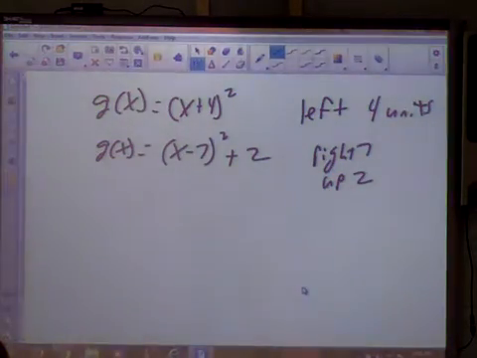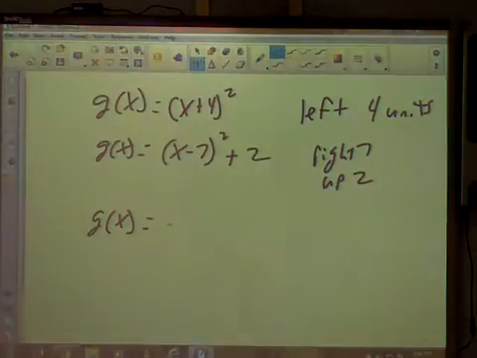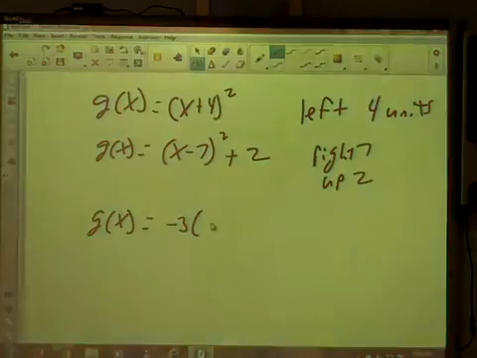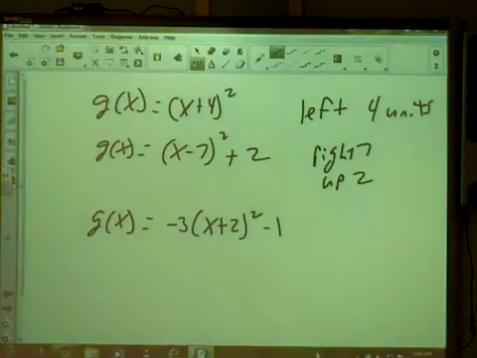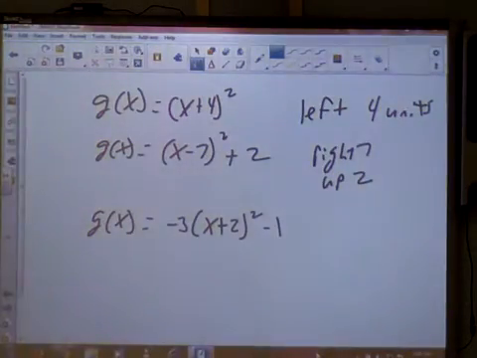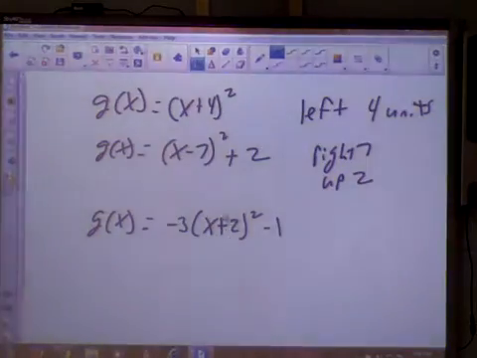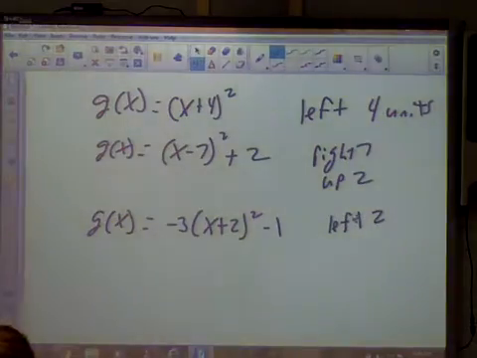Okay, let's look at one more. This one says g of x equals negative 3 times (x plus 2) squared minus 1. This one's got 1, 2, 3, 4 things happening on it. Tell me what one thing is, Kylie. It goes left 2 units. Okay, it's got to go left 2 units. She got that from that right there. Everybody agree on that? Left 2 units. That's one of the 4.